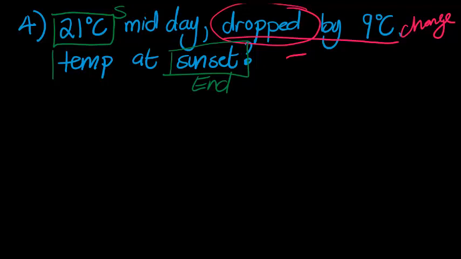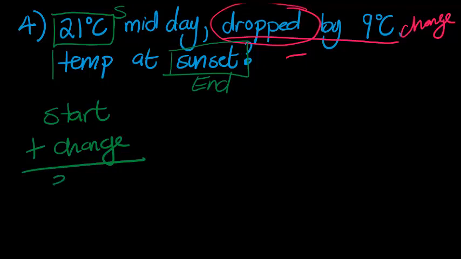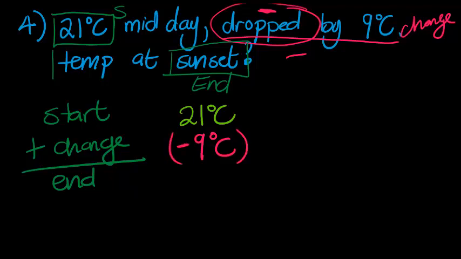So we said in order to get the ending temperature, we're going to say the start plus the change is going to give us the ending temperature. So let's calculate this. We're going to start with 21 degrees Celsius. Our change is going to be negative 9 degrees. It's negative because we dropped, right? So basically we are adding a negative number. It's plus minus 9 degrees. Because we have plus times minus, this plus falls away. It's just minus.